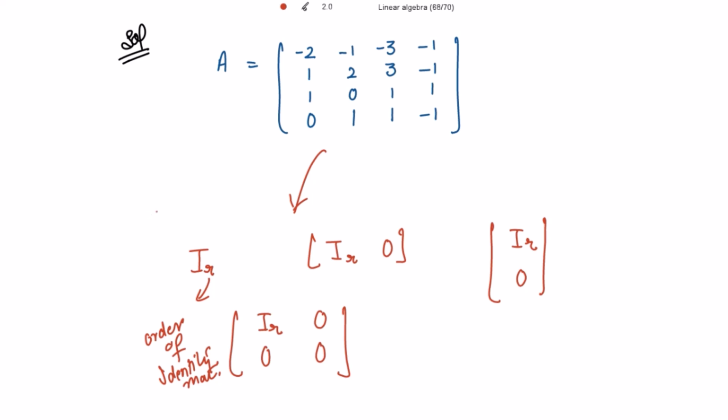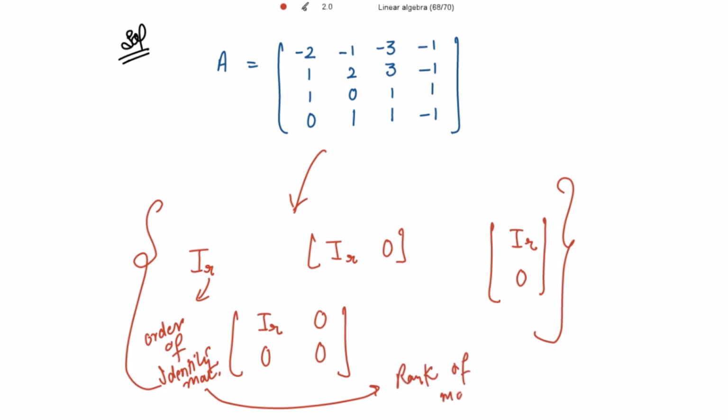So we need to get the matrix in either of these formats, and then we find the rank of the matrix. This order also denotes the rank of the matrix. Whatever order of identity matrix the matrix has, that will be the rank of the matrix. Okay, let's change this into the normal format first.